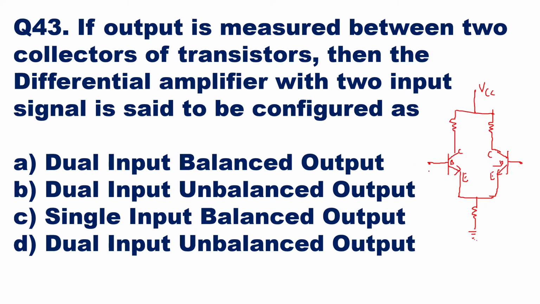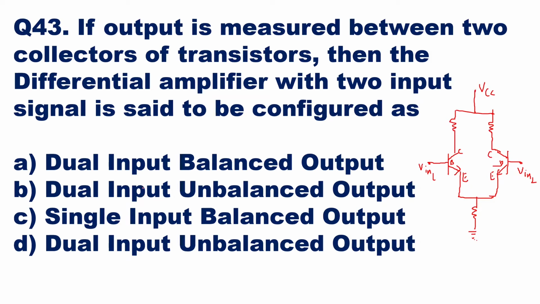So in the question it is said that it has two inputs. So both these inputs are given. V in 1 and V in 2, both the inputs are given. So it is dual input. So we have dual input in 3 of the answers, and there is output taken between collectors of transistors.